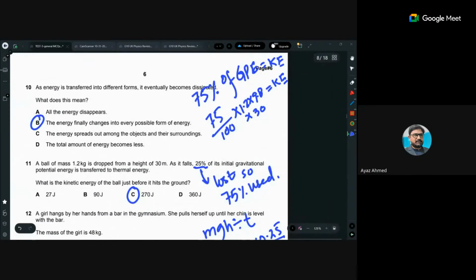This question says that the energy transferred due to different form of energy eventually becomes dissipated, right? It eventually dissipated. What does this mean? Energy is never dissipated. It is converted from one form to another form. So you can say that the energy is finally changing into every possible form of energy. That's why option B is correct. Got it?